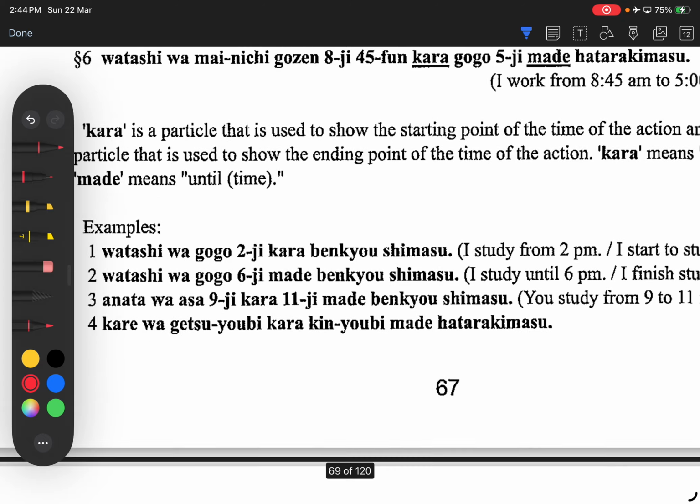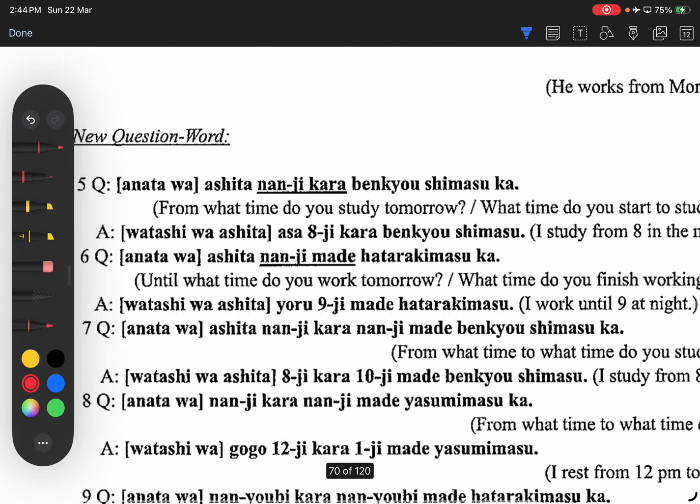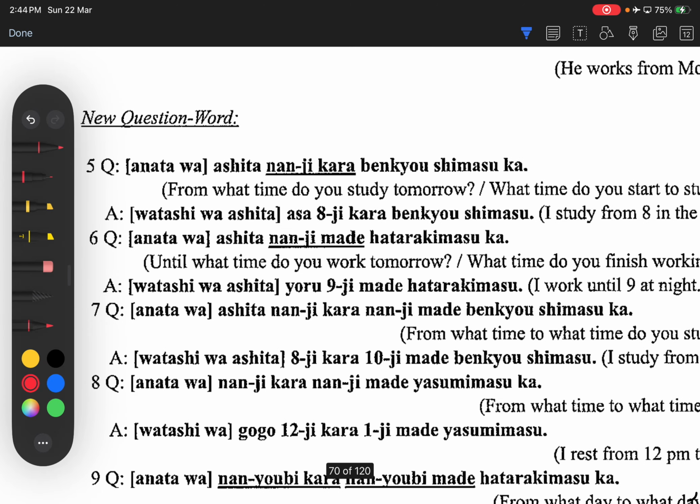Okay. Moving on, we have our new question word. Same thing, anything that involves time, just simply write nanji. So nanji, kara. Kara is our particle in this sense. We are interested to know what time this action starts. So nanji, kara. We don't need a ni between the time and the action because we already have a kara particle.